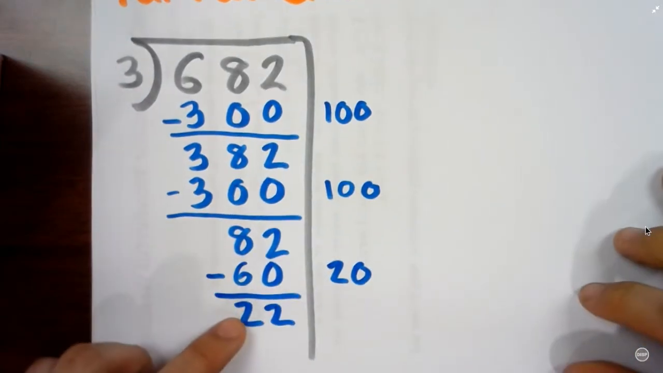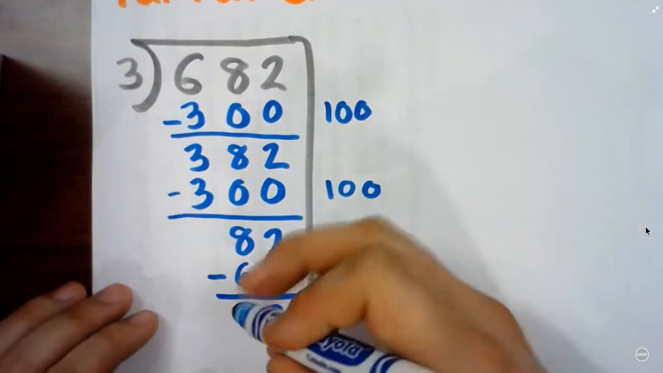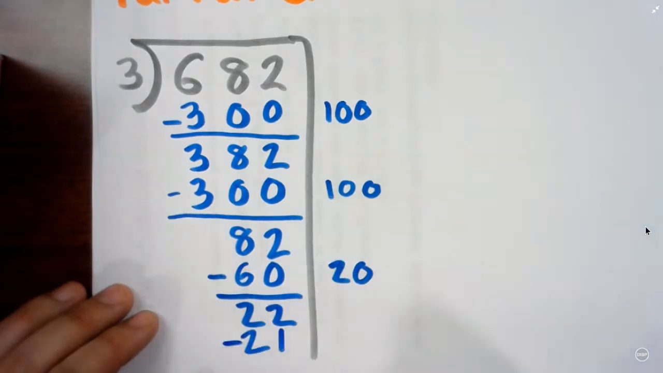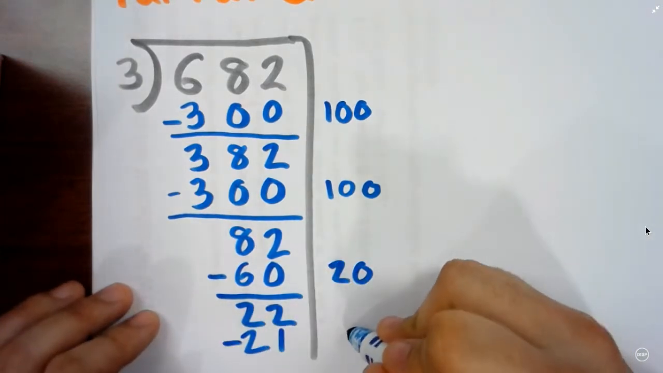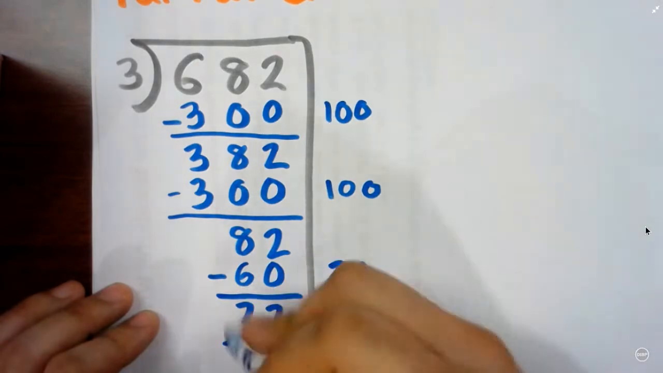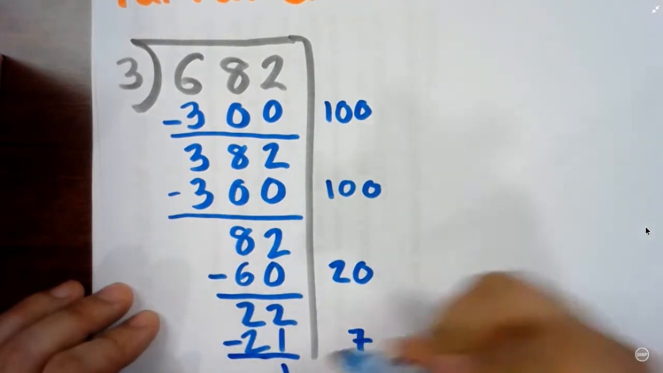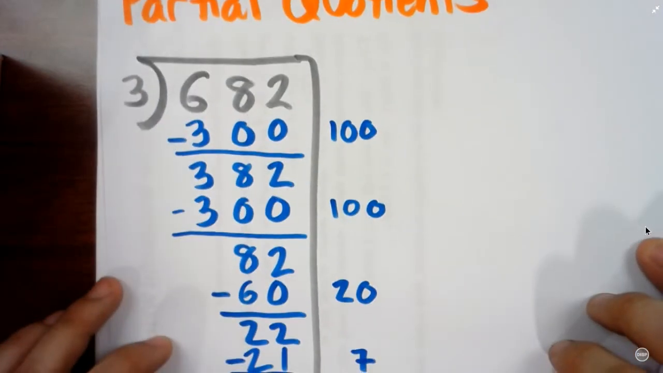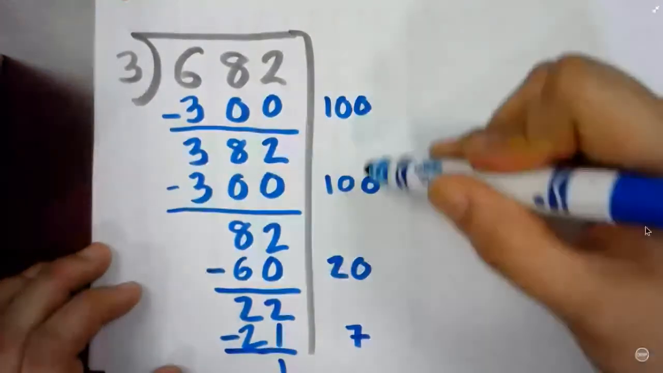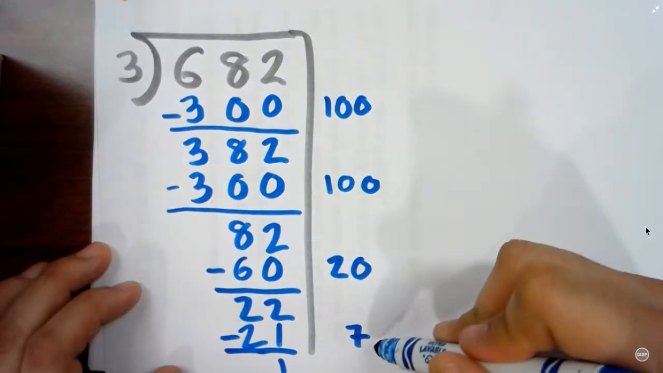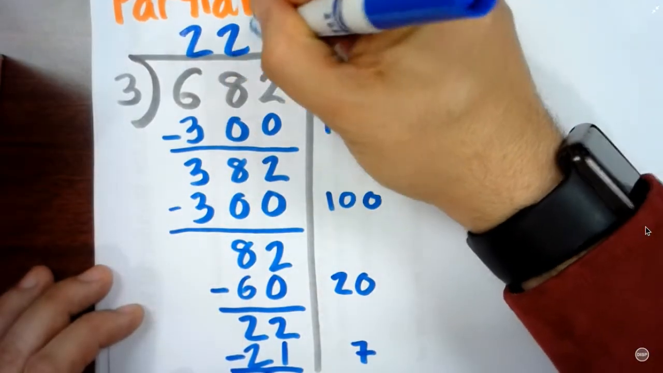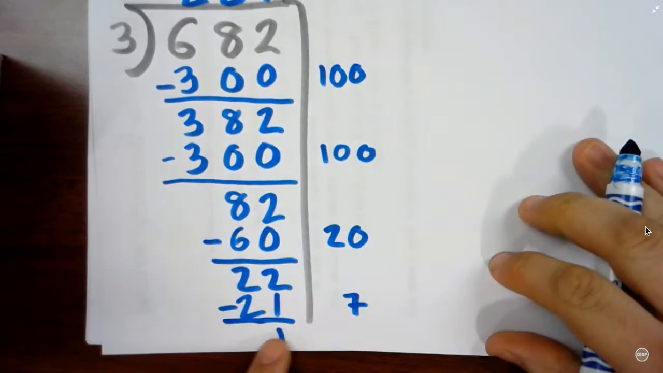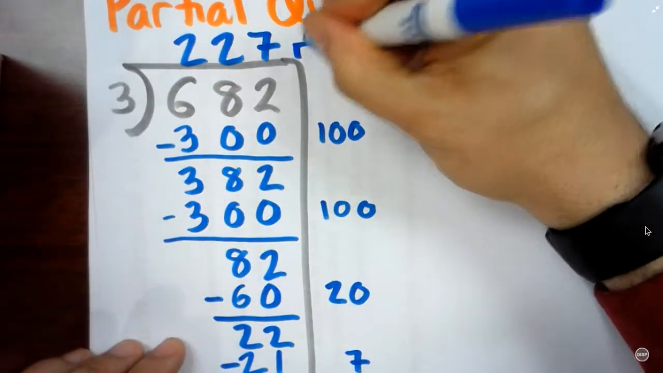What can I pull out of 22 that's divisible by 3? I could pull out 21. 21 is divisible by 3 because I know that I can put 3 into 21 7 times. And that leaves me with 1 left over. I can't put 3 into 1, so that's how I know that that's my remainder. And if I add it up, 100, 200, 220, 227. But it's not just 227, it's 227 with a remainder of 1.